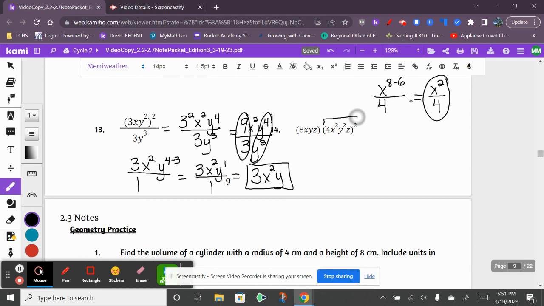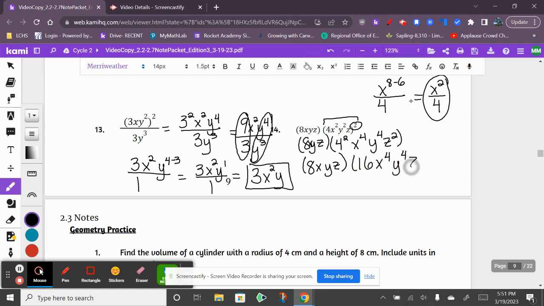For this one, before we multiply both of these parts together, we want to first apply this exponent. So this will be 4 squared x to the 4th, y to the 4th, z squared. And then it'll be multiplied with the front. So this will be 8xyz multiplied with 16 x to the 4th, y to the 4th, z squared.